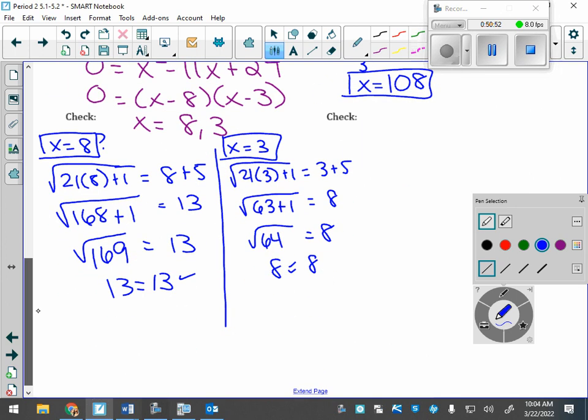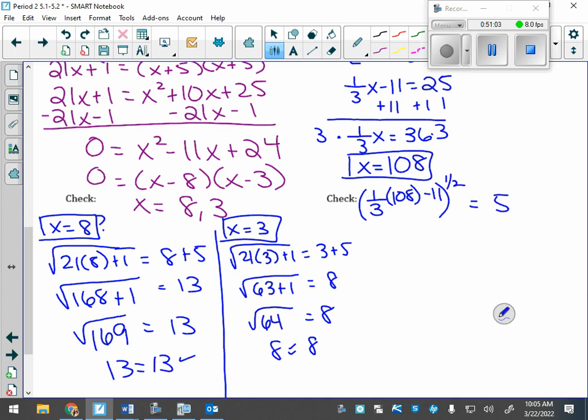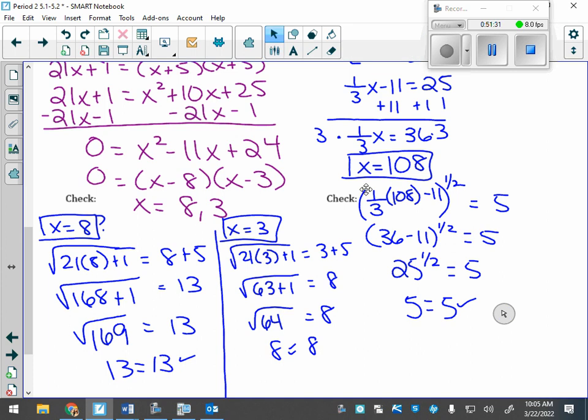Yes. So you have 1/3 times 108 minus 11 to the 1/2 should equal 5. Well, what's 108 divided by 3? 36. Then you have 36 minus 11, which is 25. The 1/2 also means what? Square root. Square root of 25? 5 equals 5. Good. So that's what you want to always do to check for extraneous solutions.